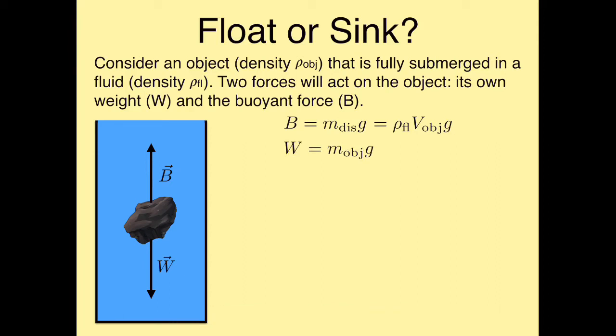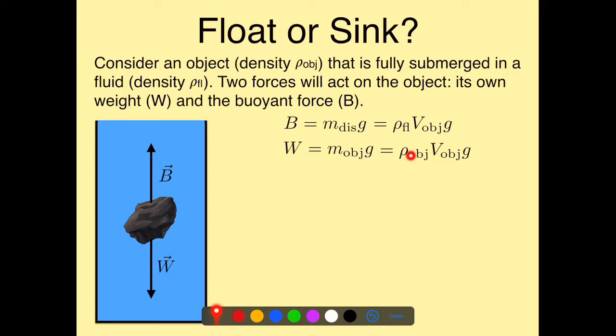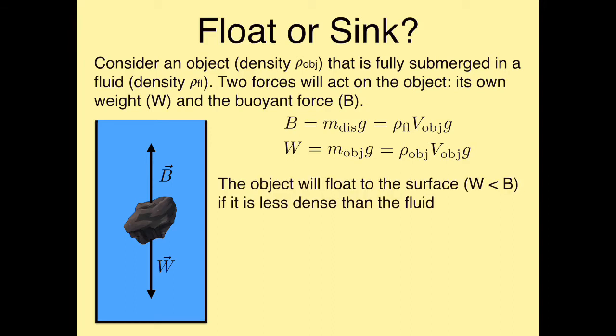On the other hand, the force of gravity, or the weight pulling down on the object, would be the mass of the object times G. Okay, so the force of gravity acting on the object depends on the mass of the object, of course. So this mass would be the density of the object now times the volume of the object, and then we multiply that by G. So the object will float to the surface if the buoyant force is bigger than the weight. Okay, if the upward force is bigger than the downward force, then it's going to float up to the surface.